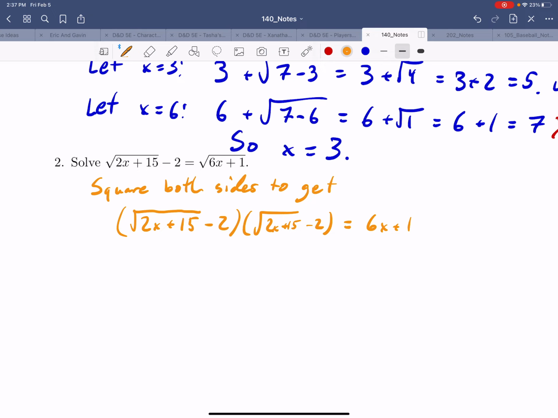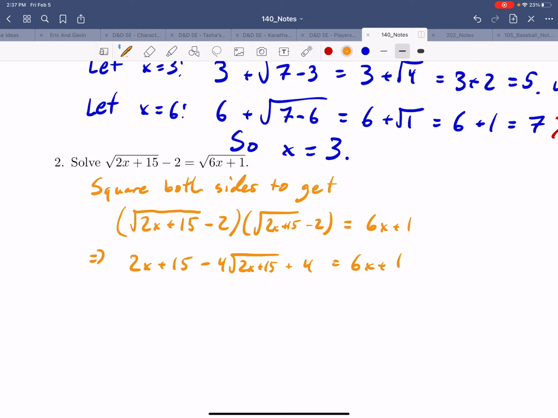Well, anyway, this is going to give us radical 2x plus 15, right? We're doing the F part of FOILing, so that's just going to give us 2x plus 15. Now we're going to do the OI part of FOILing. That's going to give us minus 4 radical 2x plus 15 plus 4. Okay. So we've improved our situation. We used to have 2 radicals, now we've got 1. But we still do have 1.